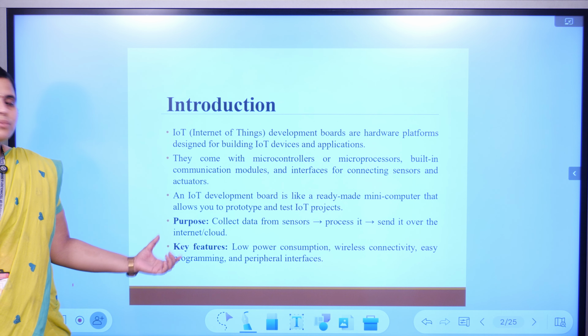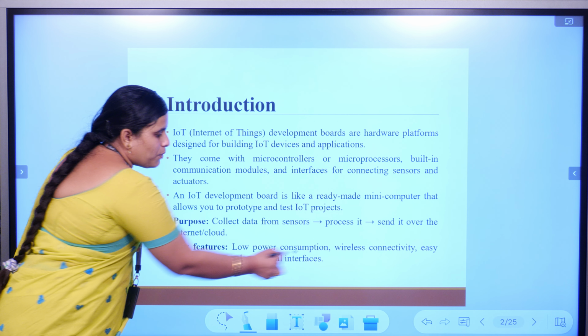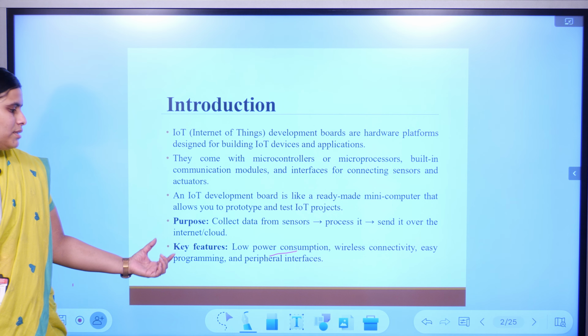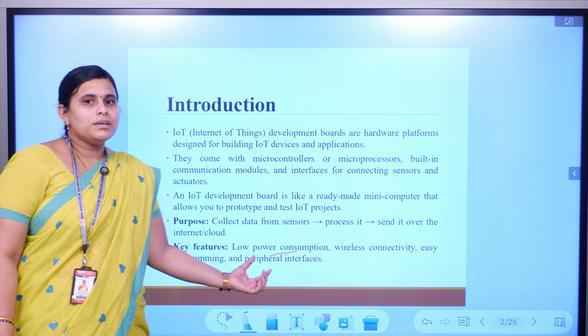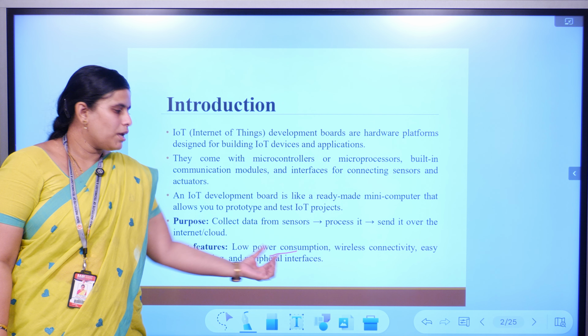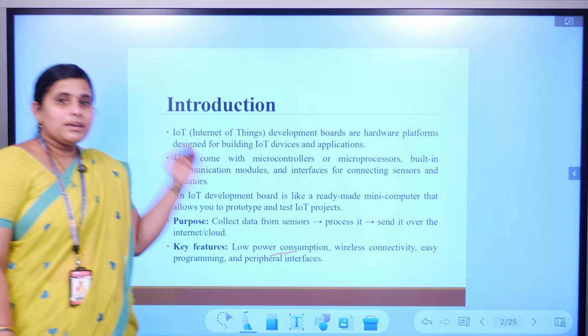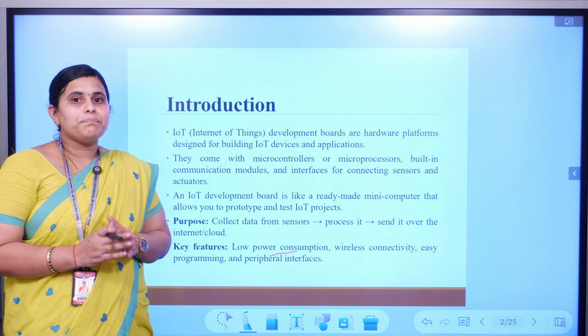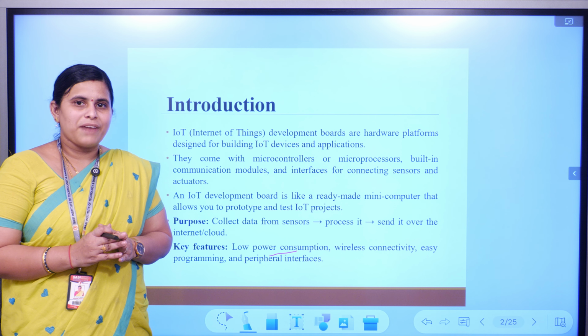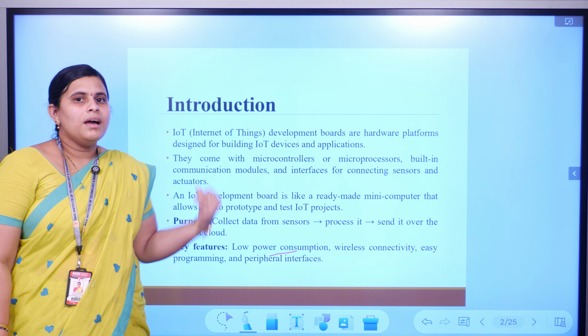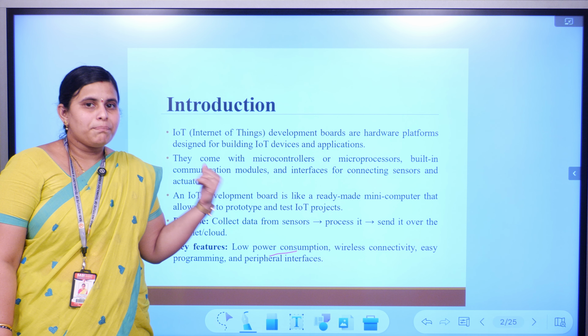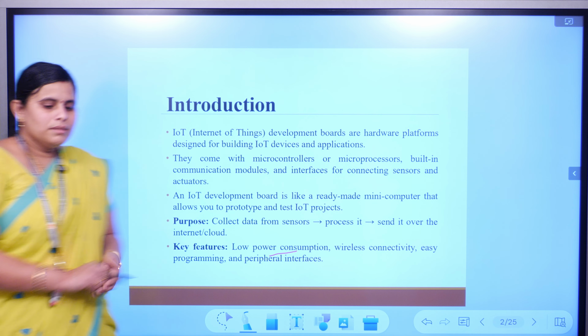What are the key features of IoT? It consumes low power, has wireless connectivity and programmability, and it can be connected to a number of peripherals like keyboard, mouse, and many other things. To perform all these tasks, we need some IoT development boards or hardware platforms. So this is our today's topic, IoT development boards, to perform a particular task in IoT.